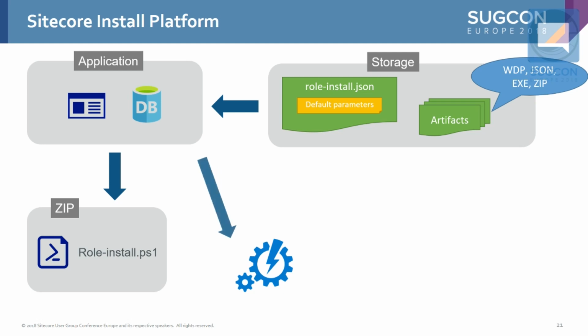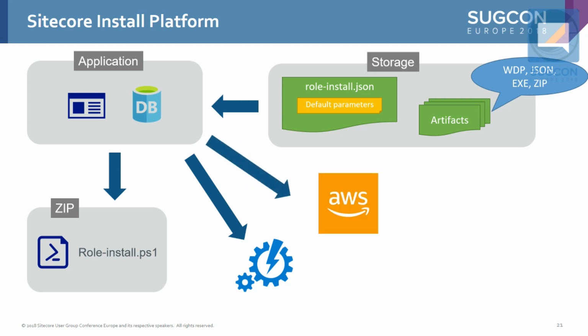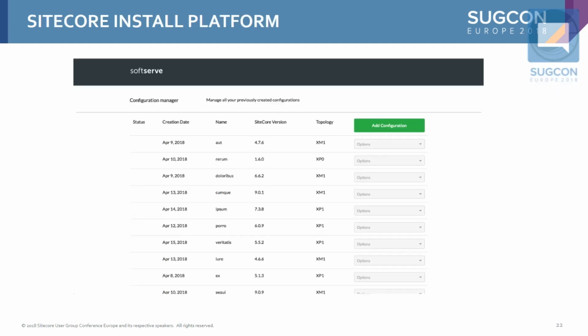An additional thing is that we are able from this application to trigger deployment in Azure and also in AWS. But this is deployment to virtual machines. This is not a PaaS model, but IaaS model. Okay, and now I will show you the application.